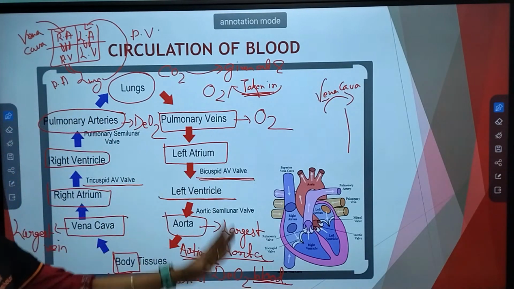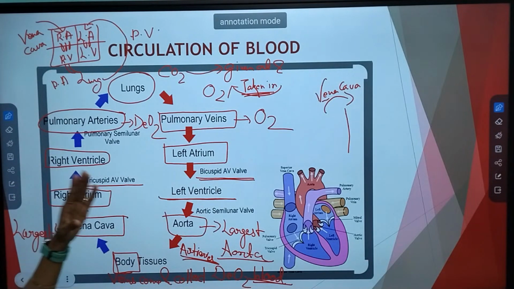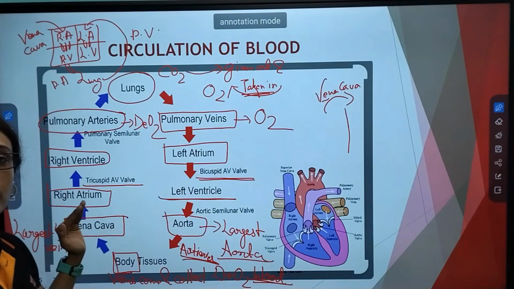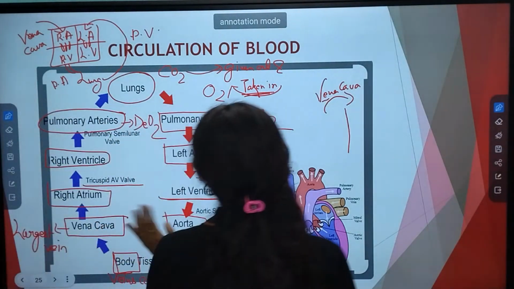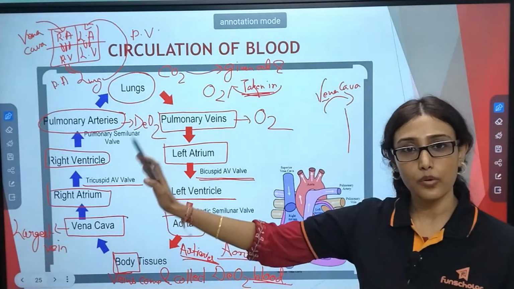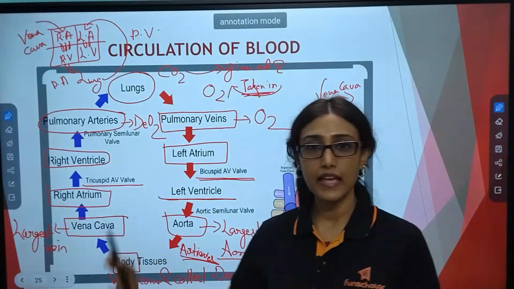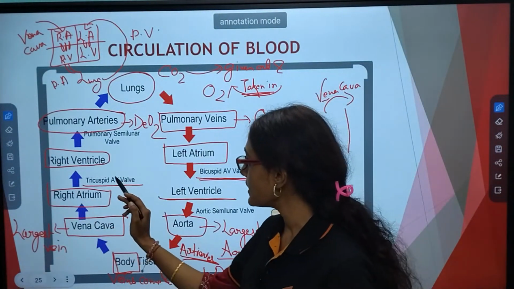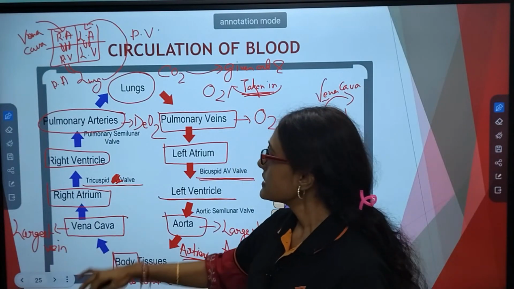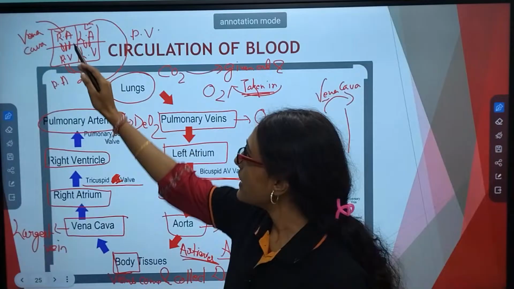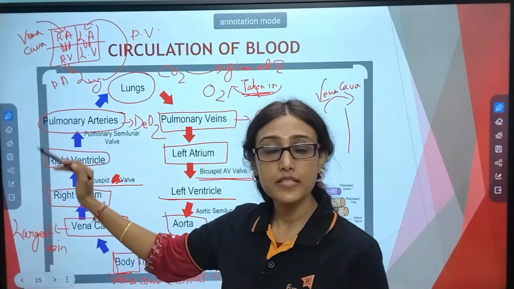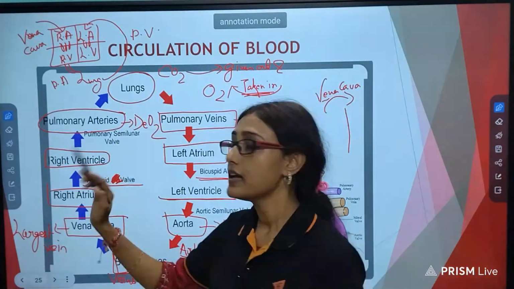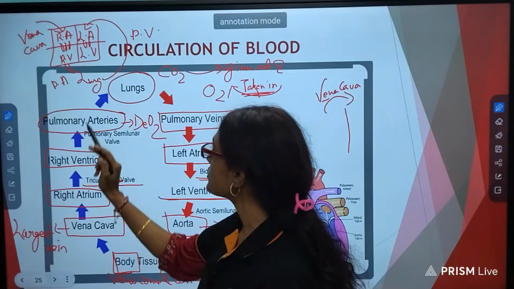Right? So let me revise once again. From the body, the veins carry blood to the largest vein, known as the vena cava. From the vena cava, blood goes to the right atrium. Then there are three roads. Three means tri, so the tricuspid valve sends the blood to the right ventricle. Then comes the exceptional artery which carries deoxygenated blood, that is the pulmonary artery, to the lungs.